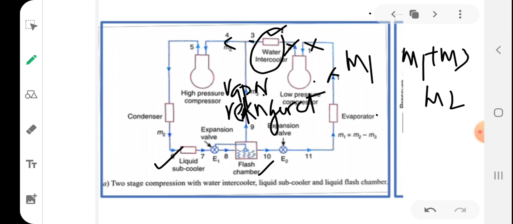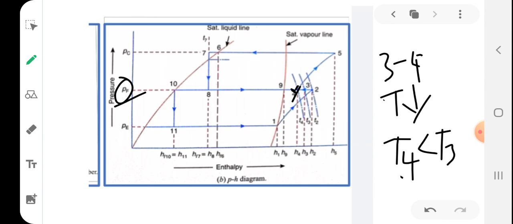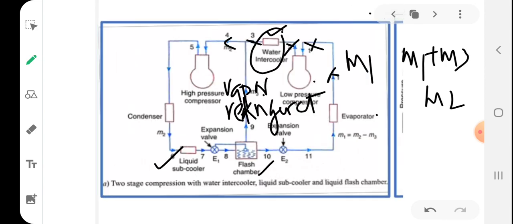Vapor refrigerant having a considerably lower temperature. So a little bit cooled vapor coming from the flash chamber is getting mixed with the vapor coming from the water intercooler. So what happens? The temperature gets even lower, to a point T4. Now this T4 is getting isentropically compressed in a high pressure compressor, 4 to 5.